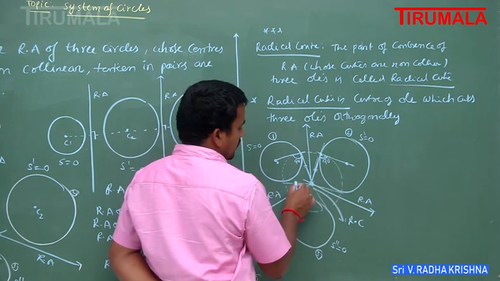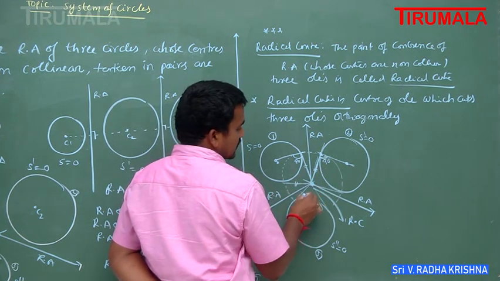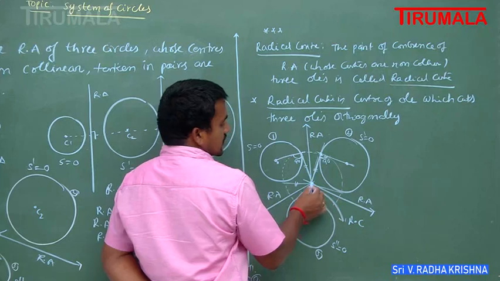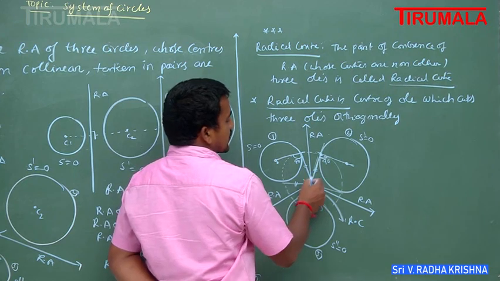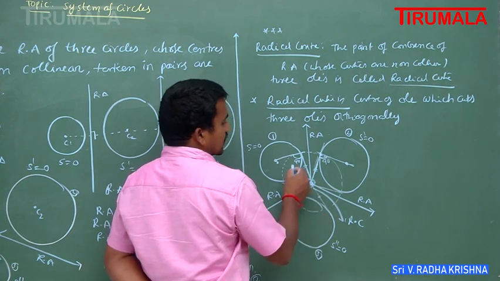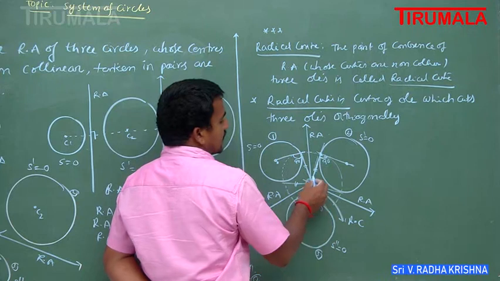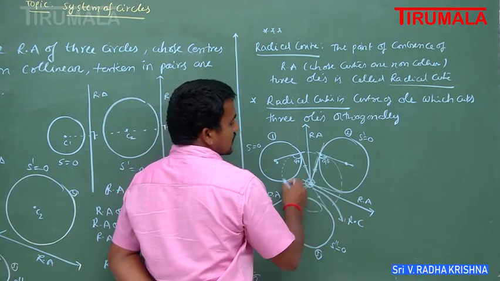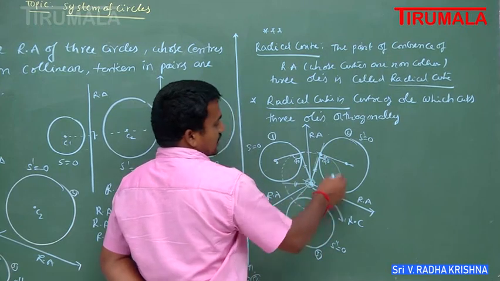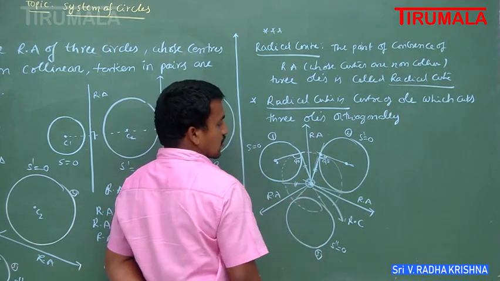So this is called the radius of the circle. This is the radical center. We first calculate the radical center. From the radical center, the length of the tangent to any of the circles gives the length of the tangent. This is the radius of the required circle, the circle which cuts the three circles orthogonally.